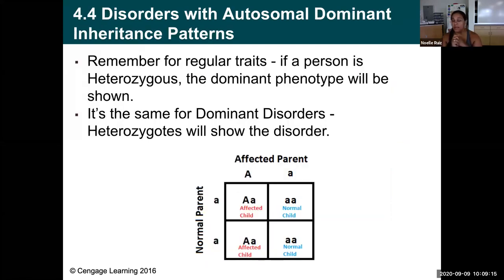Disorders with autosomal dominant inheritance patterns. Remember, for regular traits, if a person is heterozygous, the dominant phenotype will be shown. And it's the same for dominant disorders. Heterozygotes will show the disorder.